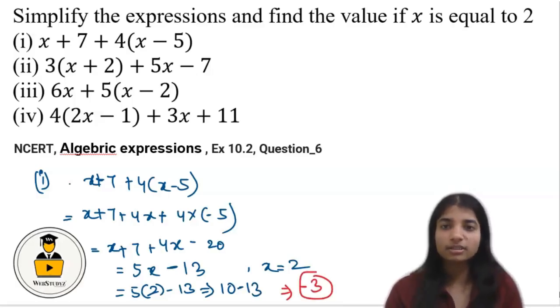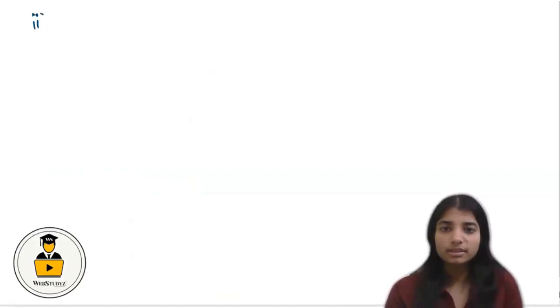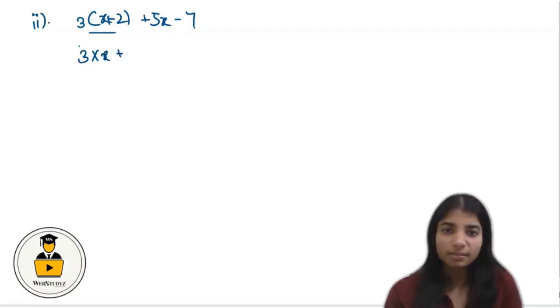Now we are going to discuss part 2. Part 2 is 3(x + 2) + 5(x - 7). Firstly we have to simplify this. So 3(x + 2) is 3 multiplied by x plus 3 multiplied by 2, plus 5(x - 7).